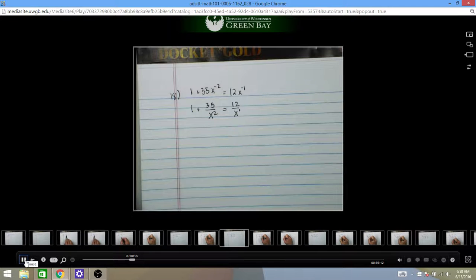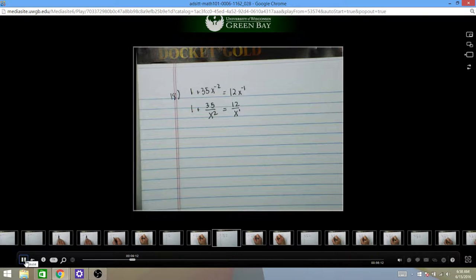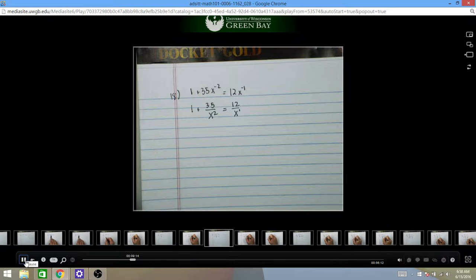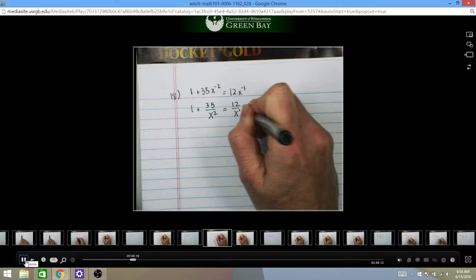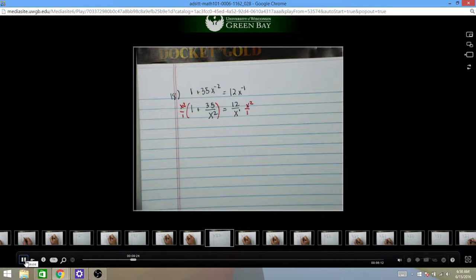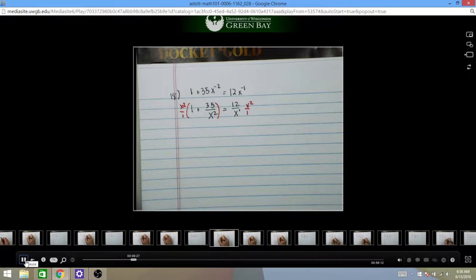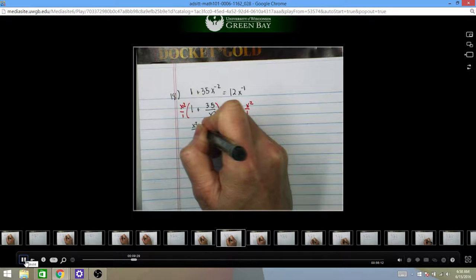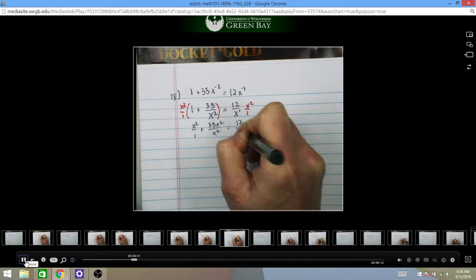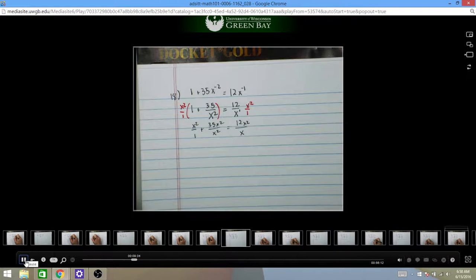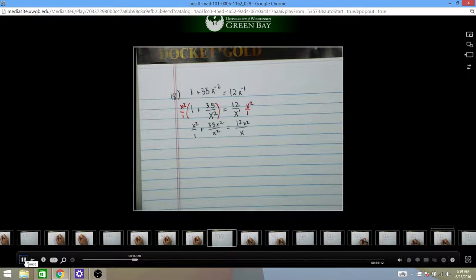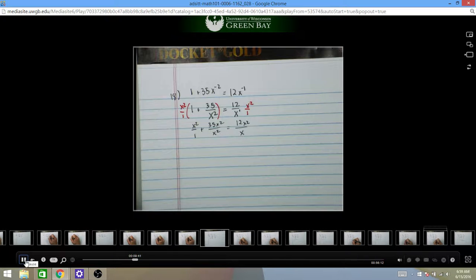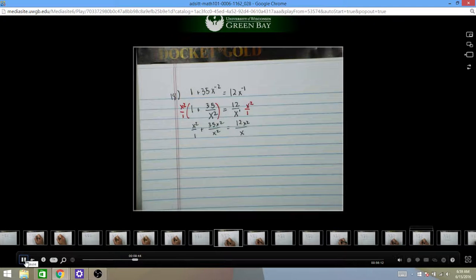But we'll put ours in the bottom, and then you can see, well, I have an equation with fractions, so let's multiply by the least common denominator, x squared. And you're multiplying by x squared over 1, so you get x squared over 1 plus 35x squared over x squared equals 12x squared over x. So you multiplied each numerator by x squared, and when you do that, your denominators divide away. So you have x squared plus 35 equals 12x.